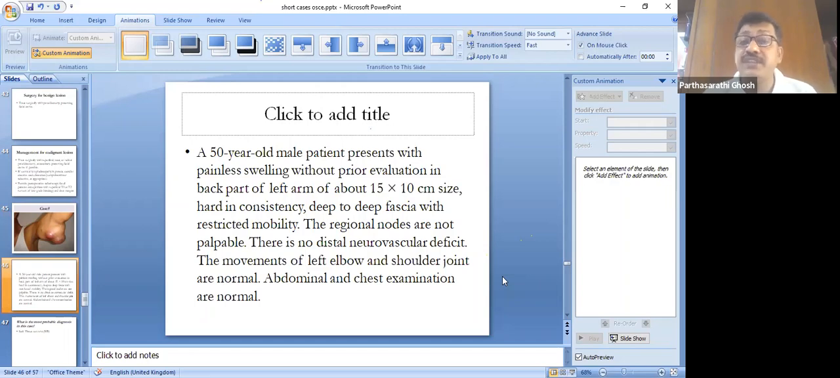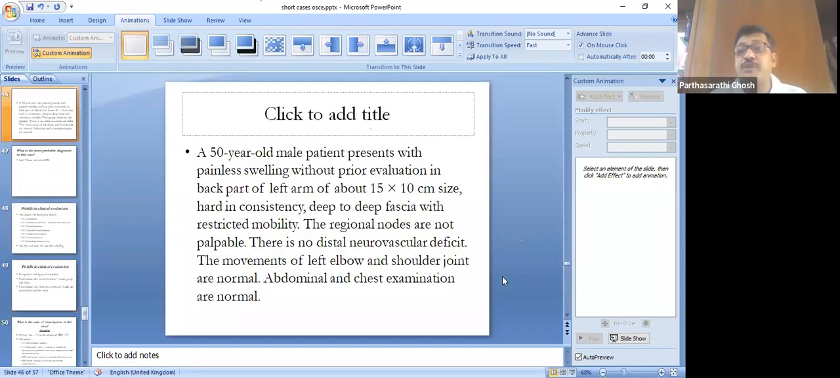The regional nodes are not palpable. There is no distal neurovascular deficit. The movements of the left elbow and shoulder joint are within normal limits. Abdominal and chest examinations, as far as symptoms and signs are concerned, are within normal limits. So, what is the most possible diagnosis?